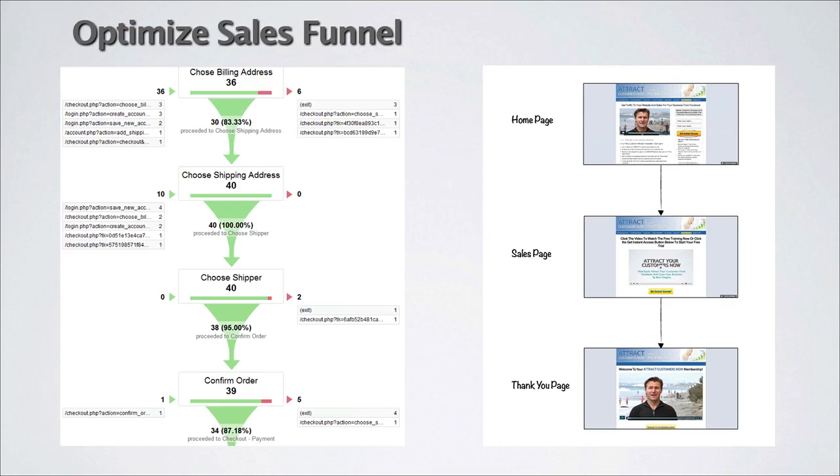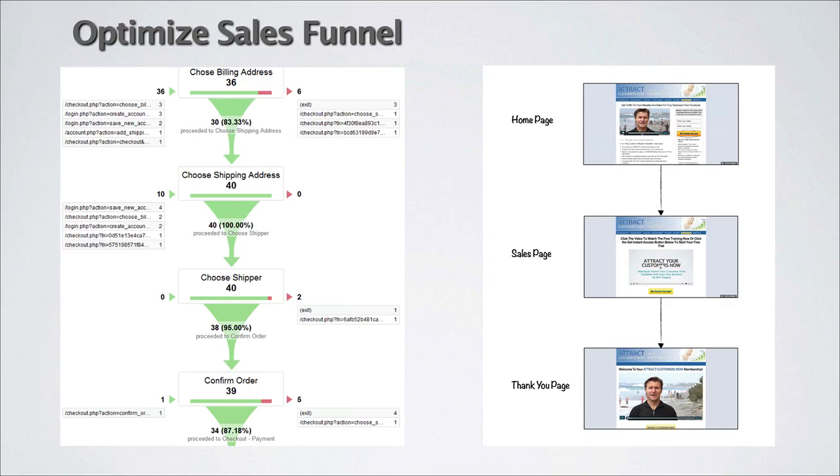What I found is that when I installed Google Analytics and started tracking what's happening, I found out that people were getting lost because I had a very complex sales funnel. People couldn't find my buy button. They couldn't find out how to get to the product, and they just left.